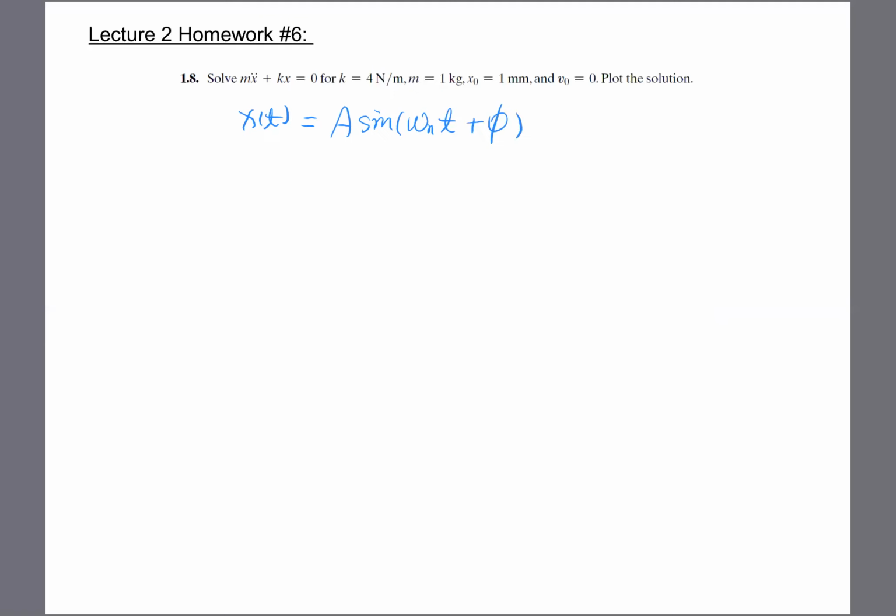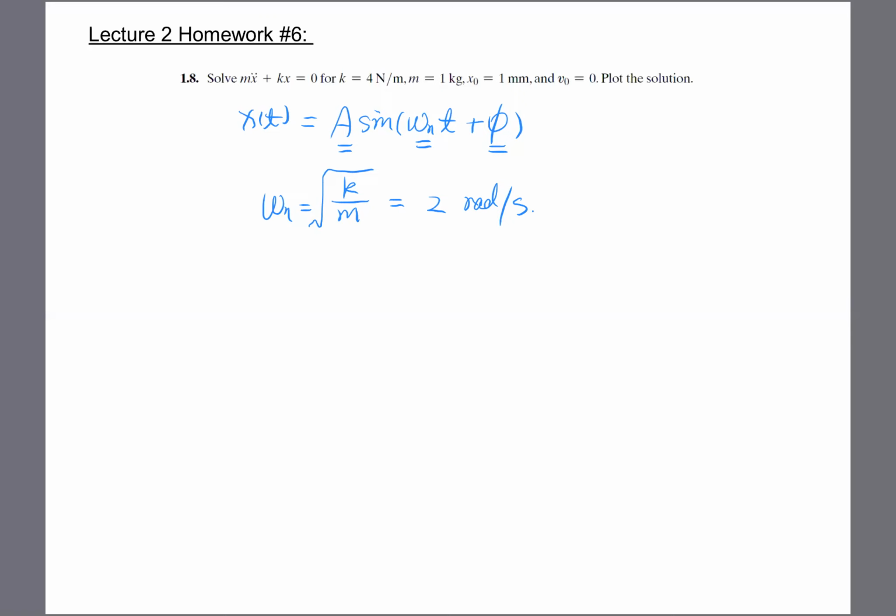Again, in order to define a sine wave, we need to find the amplitude, frequency, and phase lag. Frequency is easy in this case, because it's undamped. It's directly the square root of k over m. That's going to give you 2 radians per second. And then both the phase lag and amplitude depend on the initial condition.